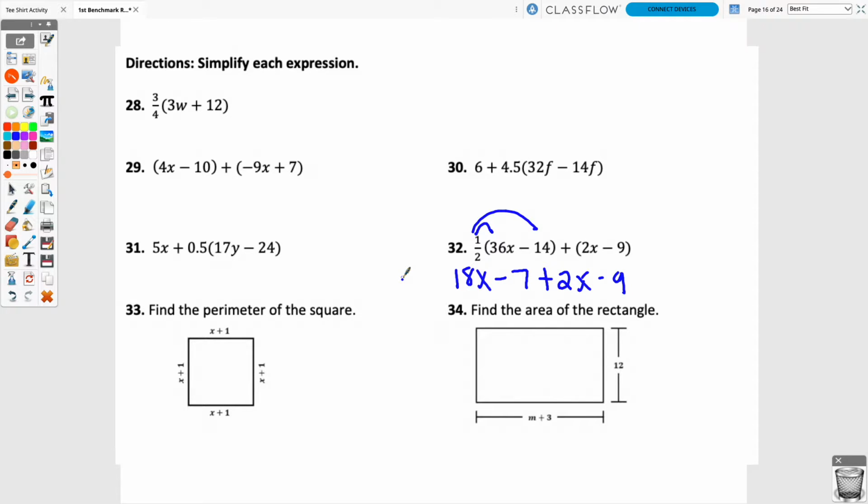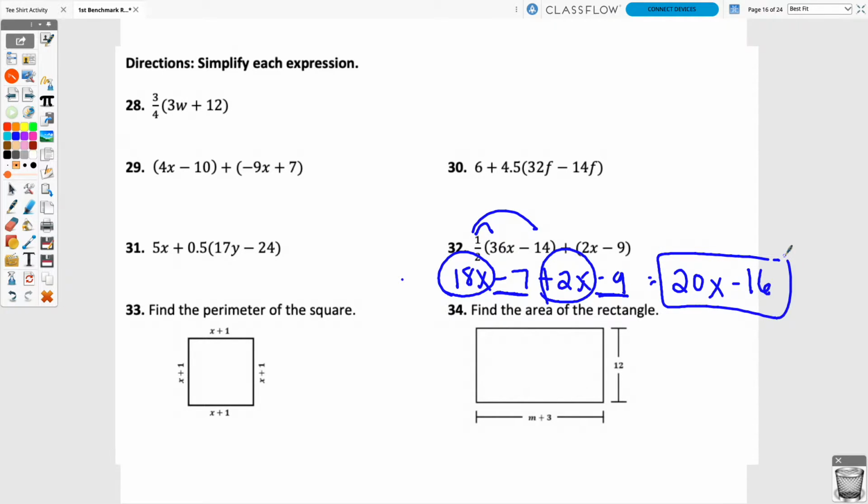All right, then I need to combine some like terms, right? So 18x is going to get combined with 2x. And then we need to make sure that we have negative 7 and negative 9 that we're combining. 20x. Good. Negative 7 with negative 9 would give me negative 16. So 20x minus 16 should have been my final expression for number 32.